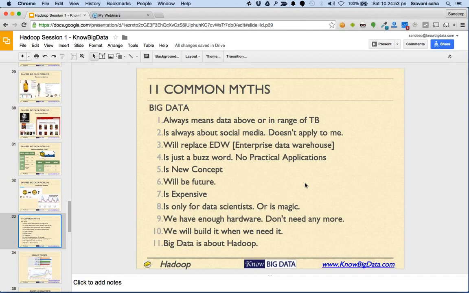Because most of the existing systems, you can use them directly. So neither on the software nor on the hardware part is it expensive. It's only because there is a market gap right now. That's why there is a demand for people, and that's why the cost of people is really high right now. Is it only for data scientists, or is it magic? No, it's not only for data scientists. It's for everyone, and it's not magic.